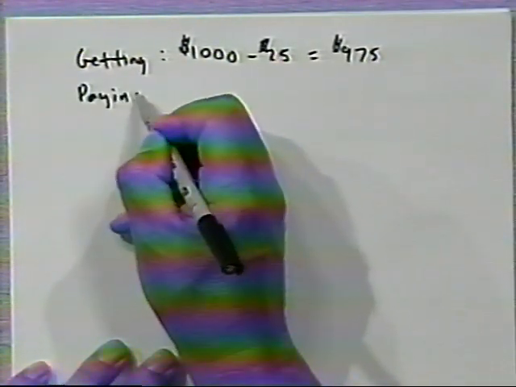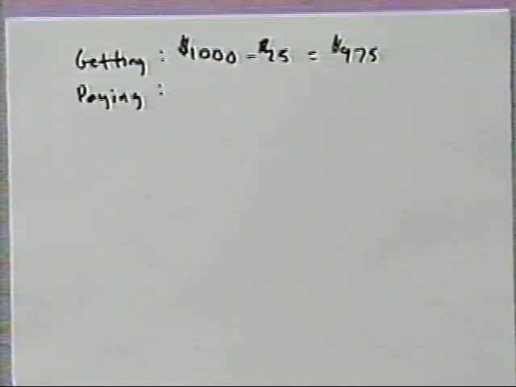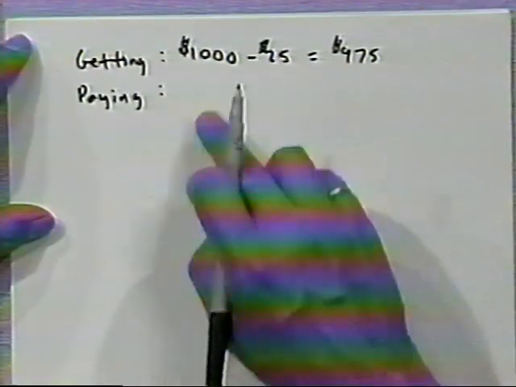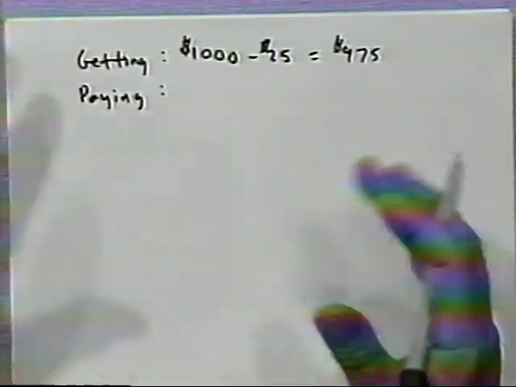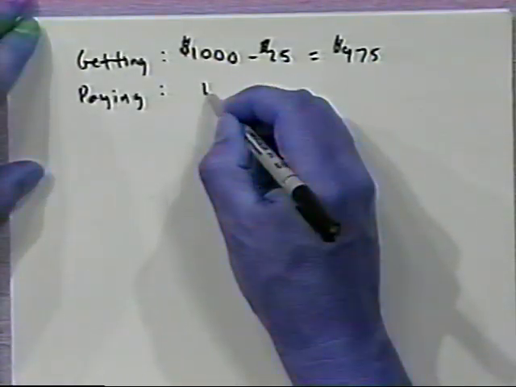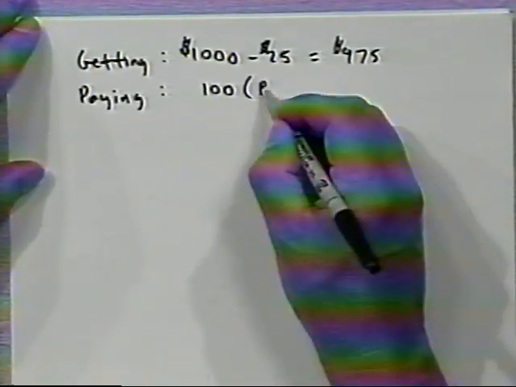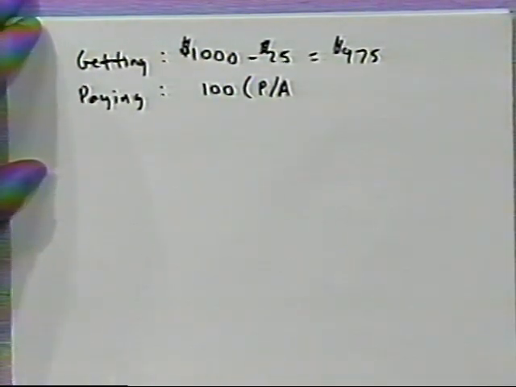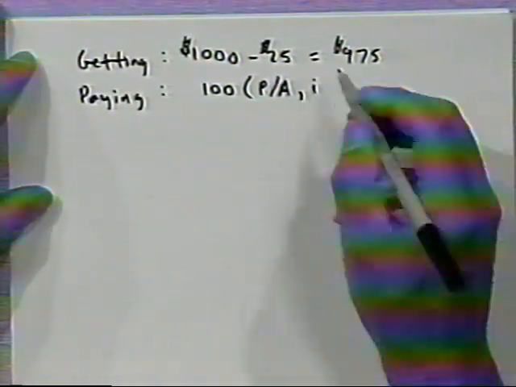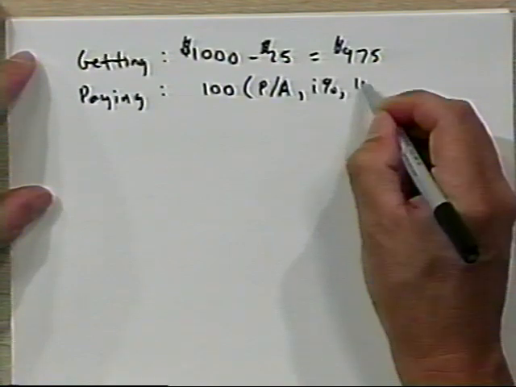Paying, well, you're paying a bunch of different things. You're paying the 11 equal $100 installments starting 1 month from now. So that's an annuity. And if we're going to be comparing that to what you're getting, the fair way to compare it is today. So we'll convert that payment into a present worth equivalent. So it would be the $100 times the series present worth factor at this unknown interest rate over the 11 periods.